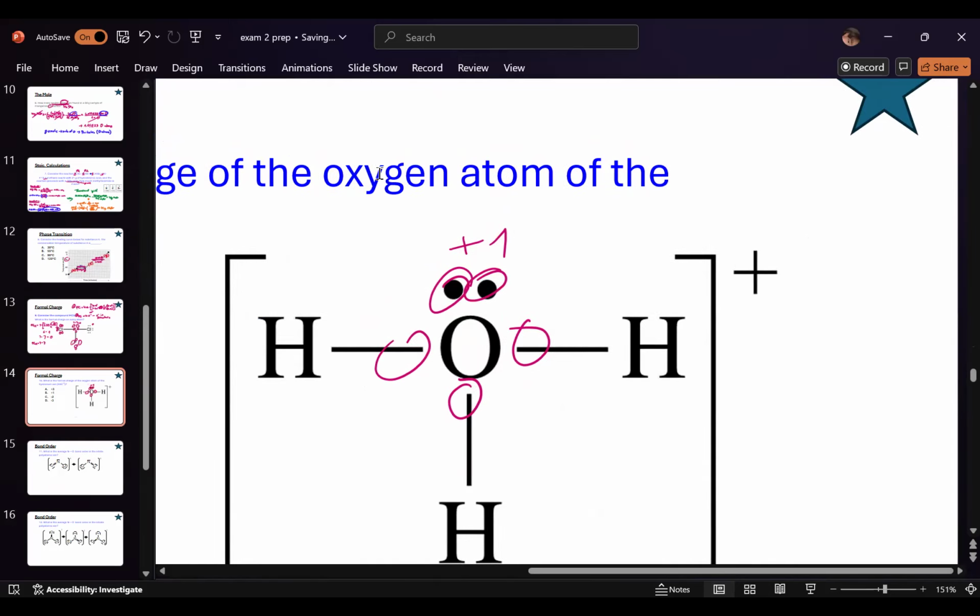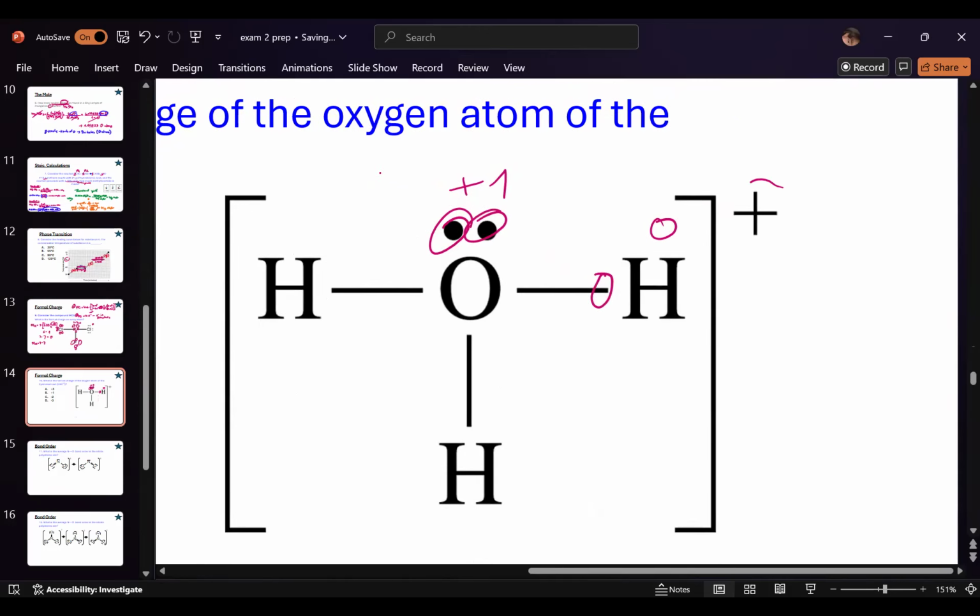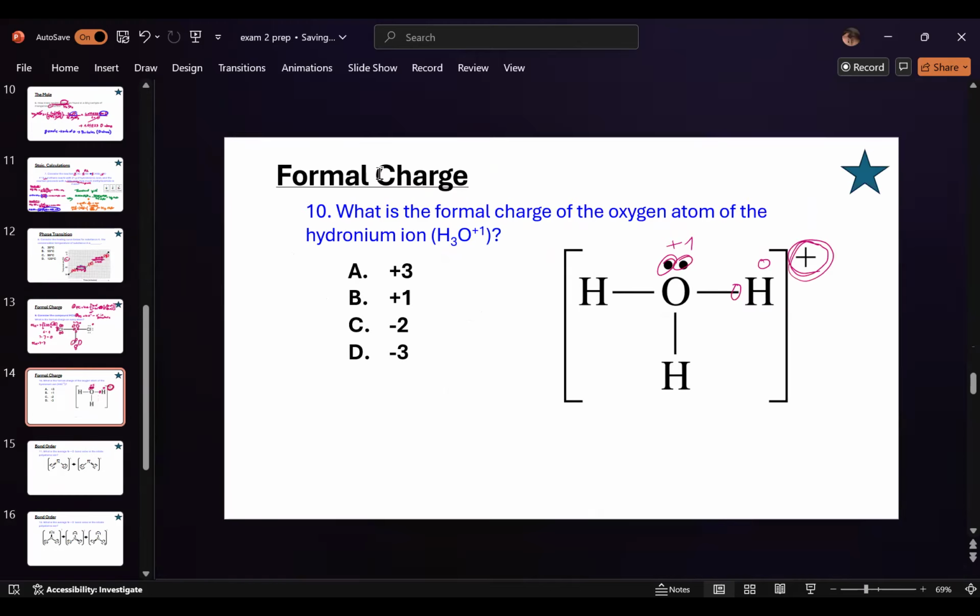Formal charge of every hydrogen, because every hydrogen looks the same. It's literally 0. Valence electrons of hydrogen, 1, minus half of the bonding electrons, which is just 1. Whoa. Your formal charge is going to be 0. This explains the positive charge here because you have an overall formal charge of plus 1 throughout the whole structure. So the answer should be this one.